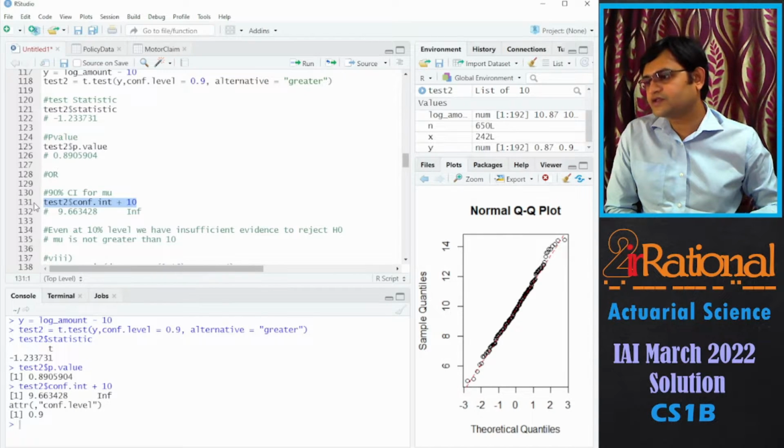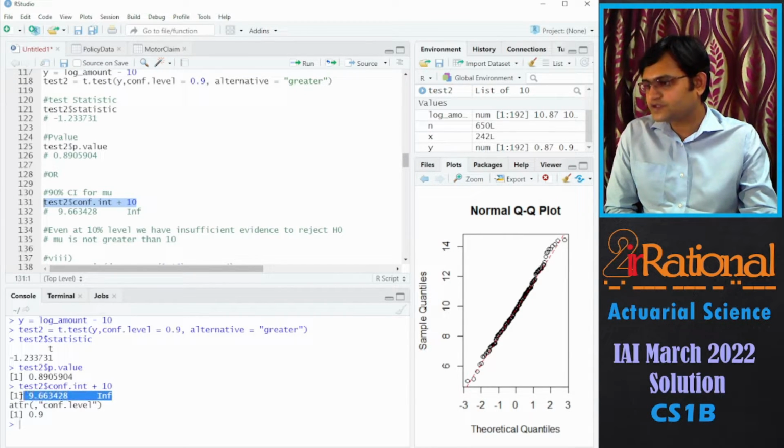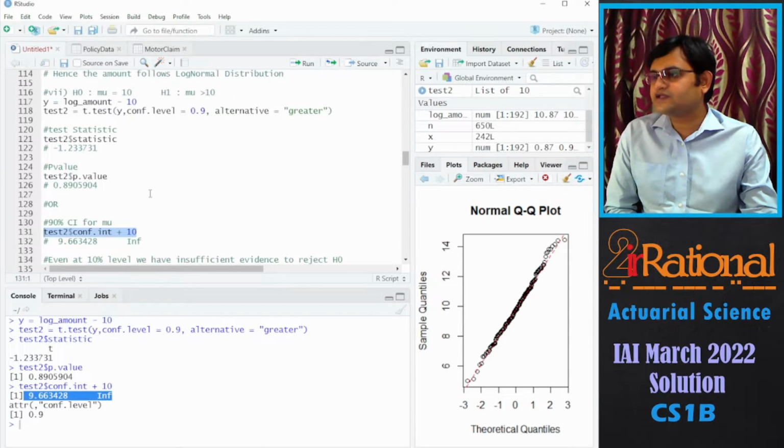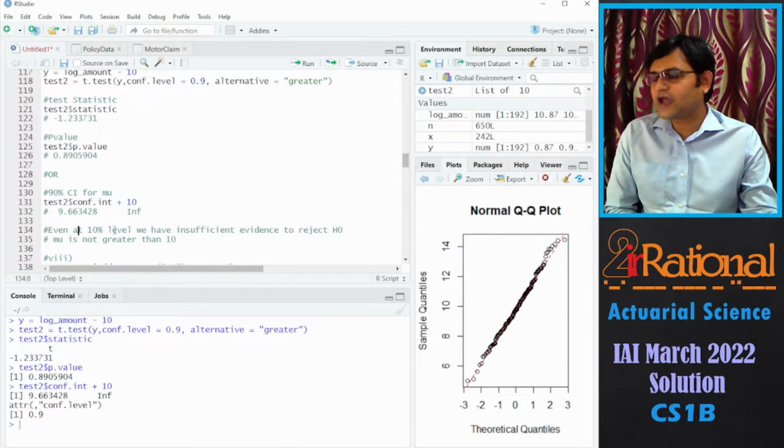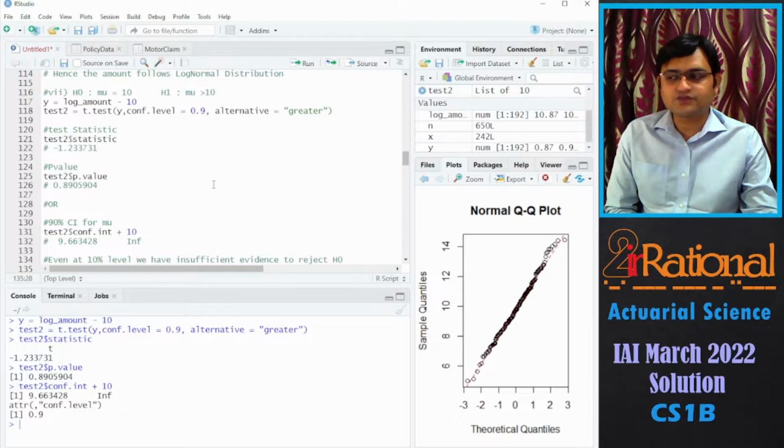Okay, so if I run this, you can see this is our confidence interval. In both of the cases, you can see that 10 is a possible value. So you can say even at 10% level, we have insufficient evidence to reject H0. So mu is not greater than 10. It could be equal to or less than 10 as well. You could definitely make your test statistic and p-value like we would in paper A. That would work here too, no problem.